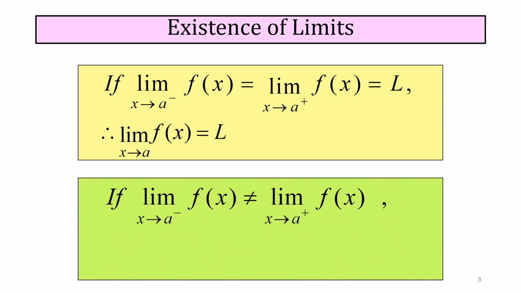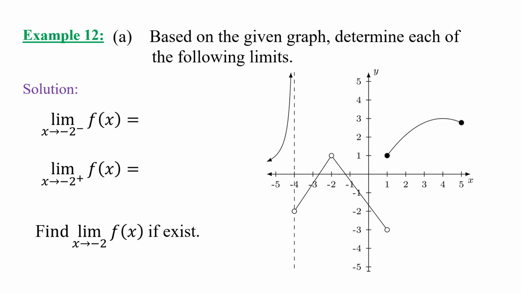But if the limit as x approaches a from the left does not equal the limit as x approaches a from the right, then we can say that the limit as x approaches a of f(x) does not exist. Let's try example 12, Part A. Based on the given graph, determine each of the following limits.